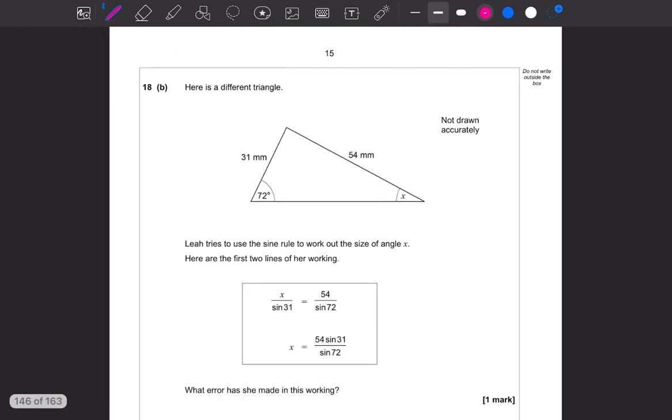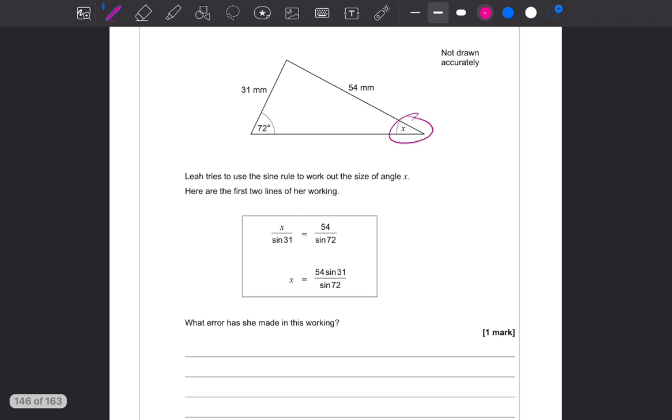Here's a different triangle. We've got 31 millimeters, 54 millimeters, and 72 degree angle. Oh, and an angle x over there. Leah tries to use the sine rule to work out the size of angle x. Here are the first two lines of her working. x over sine 31. Well, we need to put an angle in there, so that's not allowed. What error she made? Sine has to take in an angle.